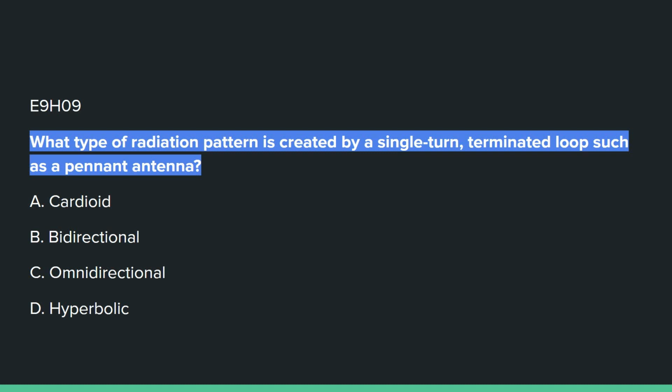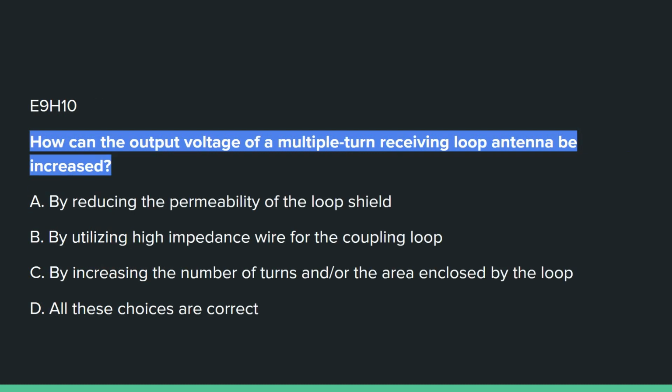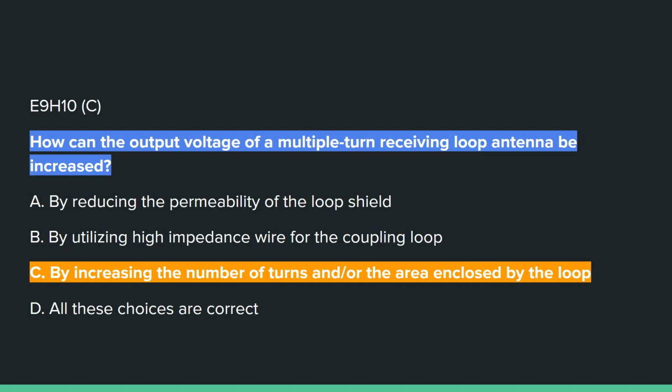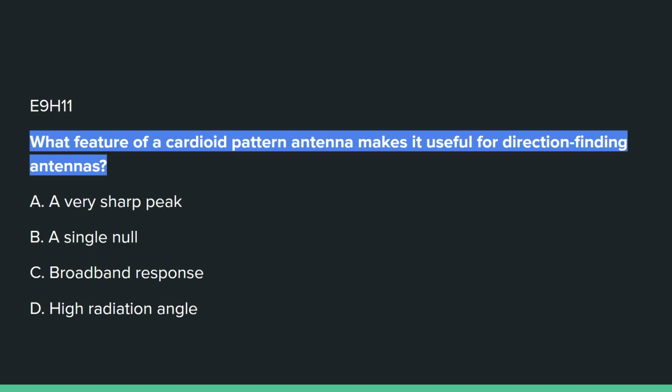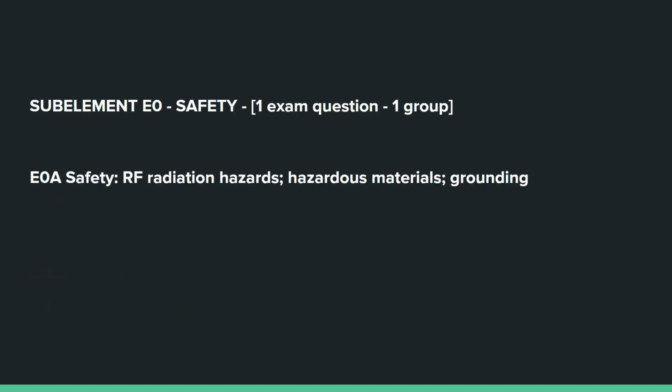E9H09, what type of radiation pattern is created by a single turn terminated loop such as a pennant antenna? That's a cardioid. E9H10, how can the output voltage of a multi-turn receiving loop antenna be increased? That's by increasing the number of turns and/or the area enclosed by the loop. Answer C. E9H11, what feature of a cardioid pattern antenna makes it useful for direction finding antennas? B. A single null. And that covers subelement E9.